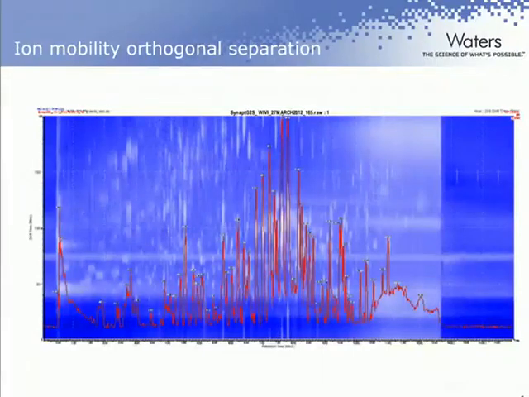So let's take a look at some data, some ion mobility data. What you see here is the extract of mandarin, a challenging matrix of which we've overlaid the UPLC separation.